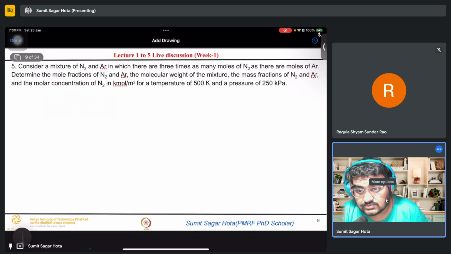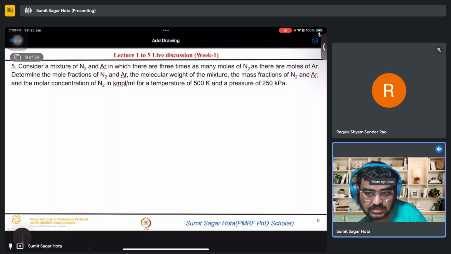We can go to the next one. Consider a mixture of nitrogen and argon in which there are 3 times as many moles of N2 as there are moles of argon. Determine the mole fraction of N2 and argon, the molecular weight of the mixture, the mass fraction of N2 and argon, and the molar concentration of N2 in kilomole per meter cube for a temperature of 500 Kelvin and a pressure of 250 kilopascal.